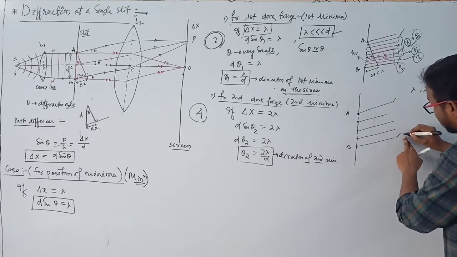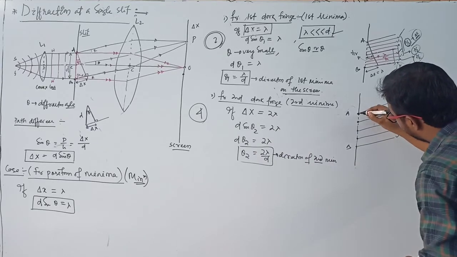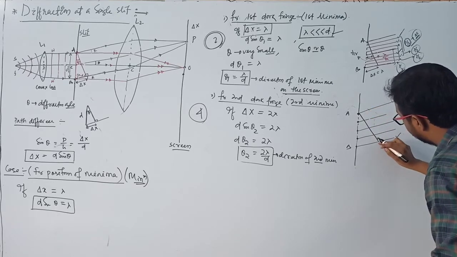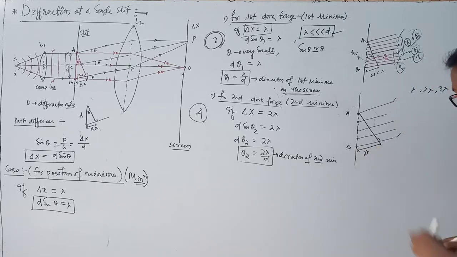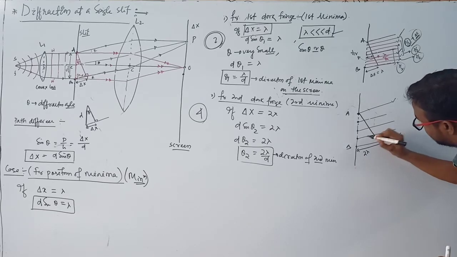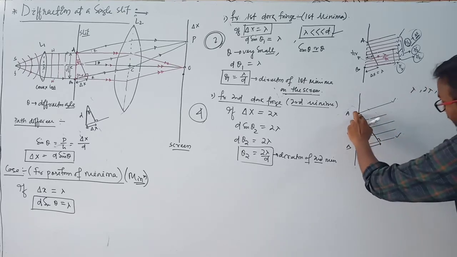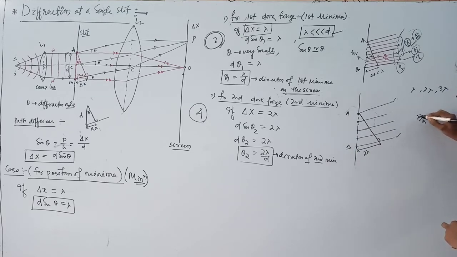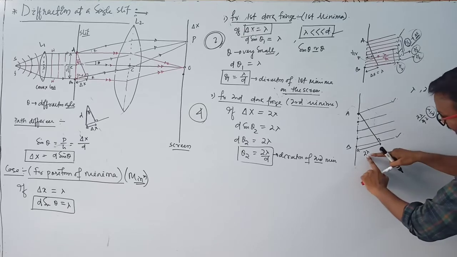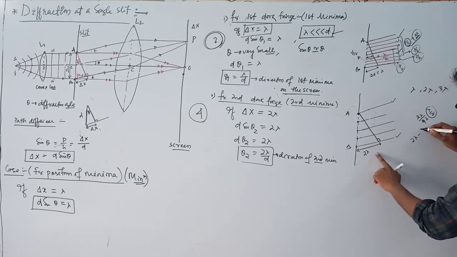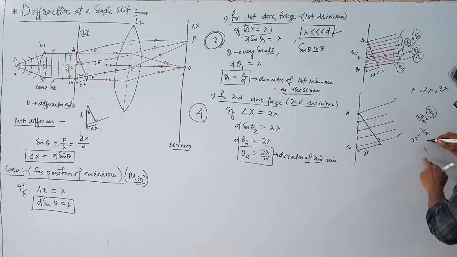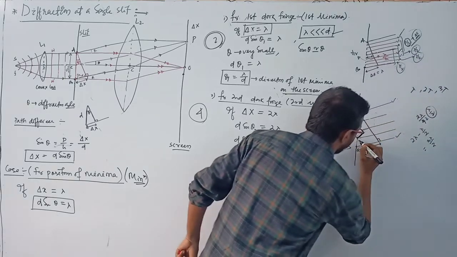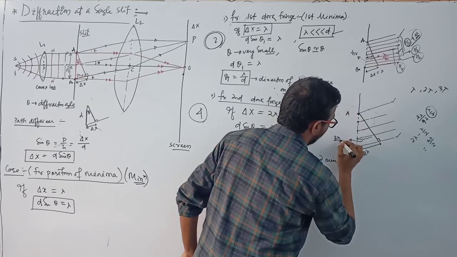So for the first and this last point, point A and point B, this angle is 90 degrees here, and the path difference is 2 lambda. If this path difference is 2 lambda, how can we find the path difference for each part? If you divide it into 4 parts, then we can write 2 lambda divided by 4, which is lambda by 2. Each part is lambda by 2. Now if you subtract from 2 lambda, because this is the final, 2 lambda minus lambda by 2, we get 3 lambda by 2.